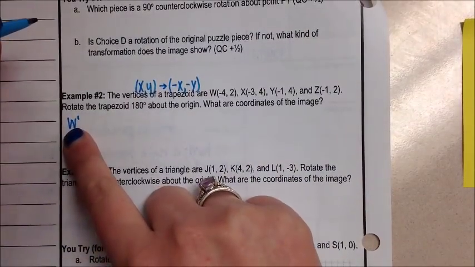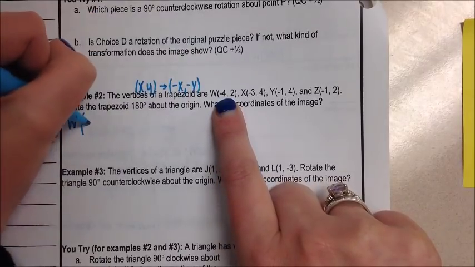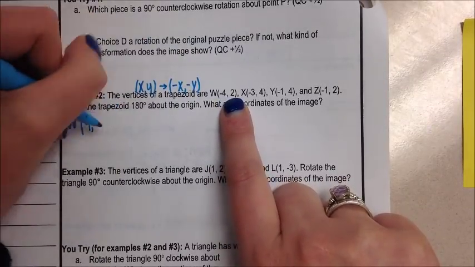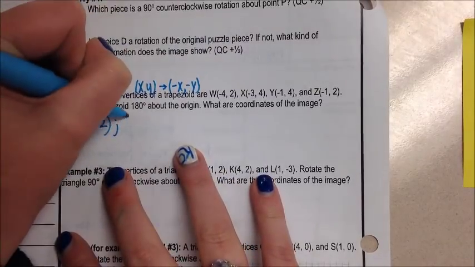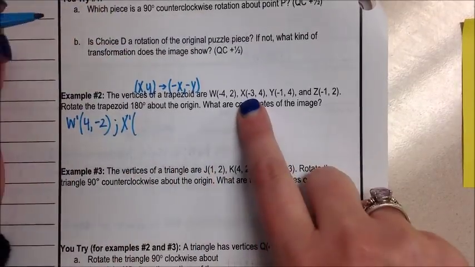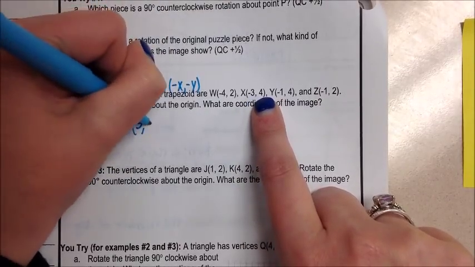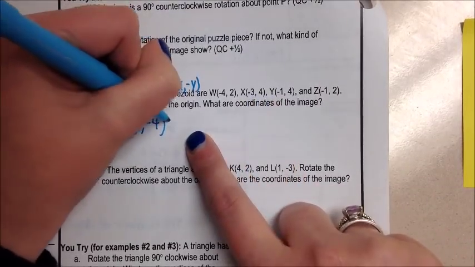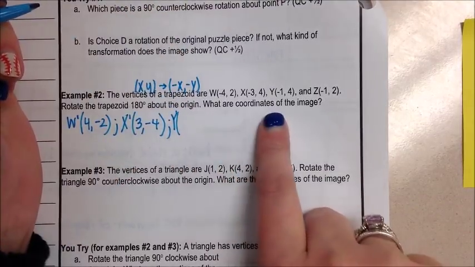So W prime, the opposite of negative 4 is 4, and the opposite of 2 is negative 2. X prime, the opposite of negative 3 is 3, the opposite of 4 is negative 4. So I'm just taking the opposite of all of those coordinates.